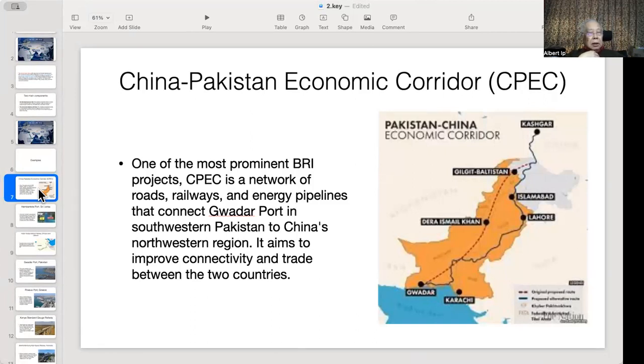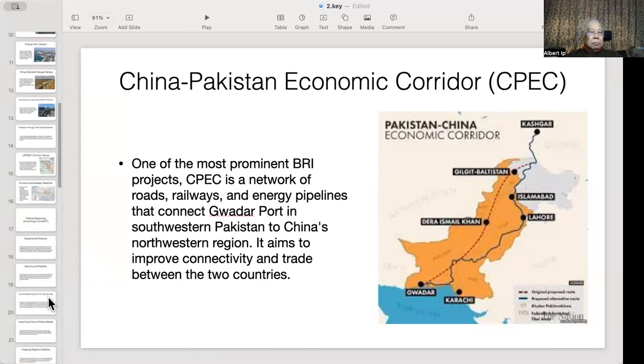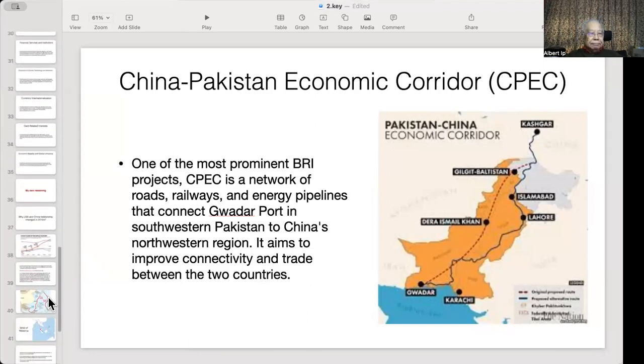That is a corridor which will enable China to ship its oil from Afghanistan into China without going through the Malacca Strait and the South China Sea. And not to also mention the shorter time taken. So that's why the CPEC is a very important part of BRI.